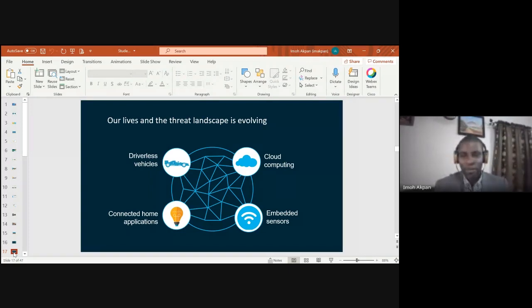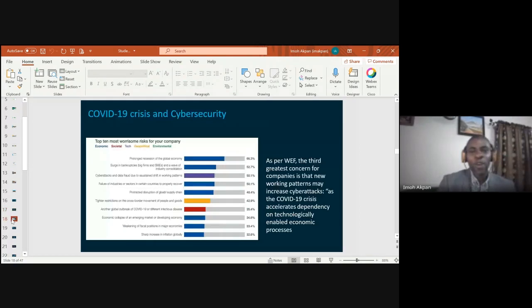Everything is being stored on the cloud, and then there are connected homes. We're talking about the Internet of Things, where things are connected, and we're talking about sensors also. And what happens when you connect things and go on the internet? The challenge that comes up is security.